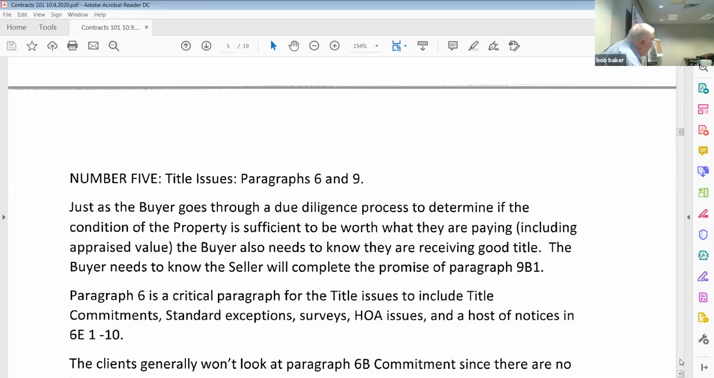First thing you do is talk to the title company. The buyer calls the title company and says, tell me about this. I don't understand what this means. How does this affect my ownership of the property? Is this something I want to have coverage of?